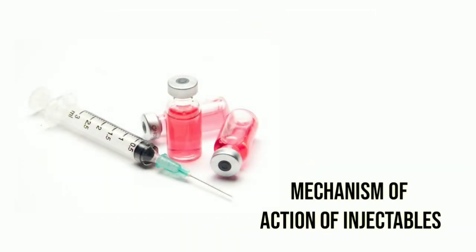Injectable contraceptives. Mechanism of action of injectables: suppression of follicle-stimulating hormone or FSH and luteinizing hormone or LH, responsible for follicle development and ovulation. Thickening of cervical mucus, making it difficult for sperm to enter the uterine cavity.